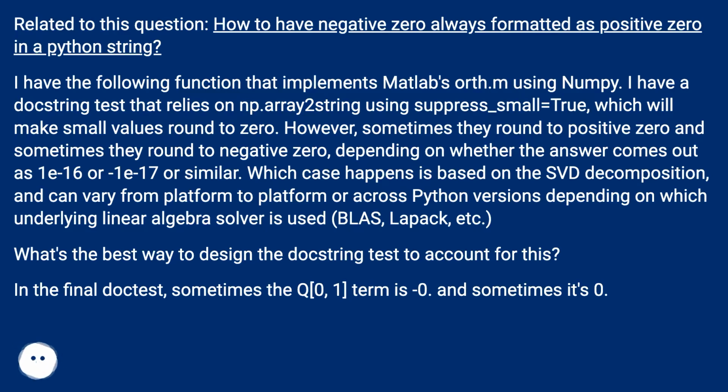What's the best way to design the docstring test to account for this? In the final doctest, sometimes the q[0, 1] term is -0. And sometimes it's 0.